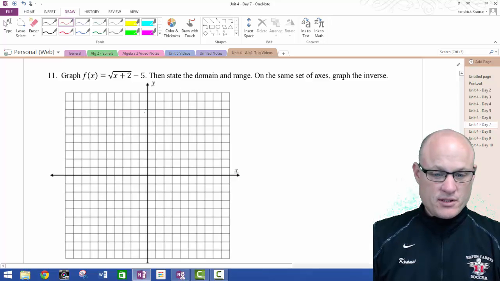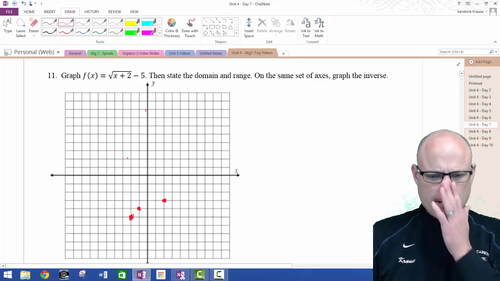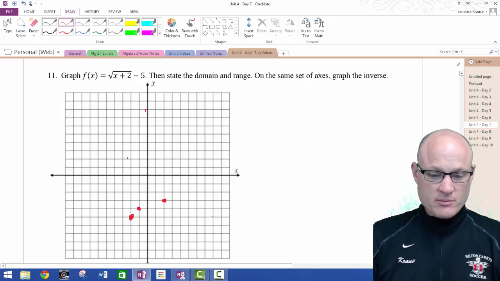So, negative 2. We're going to move to the left 2, down 5. There's my new starting point. I'm going to go to the right 1, up 1. We're going to go to the right 4, up 2. We're going to go to the right 9. That's 4, 5, 6, 7, 8, 9. Is that 9? Yeah, that's 9. Well, that'd be 10. 9 is here. Up 3.